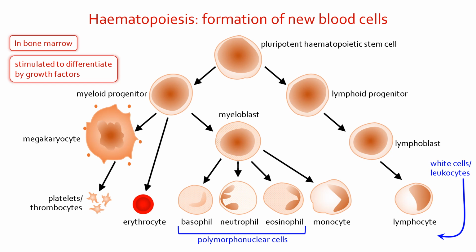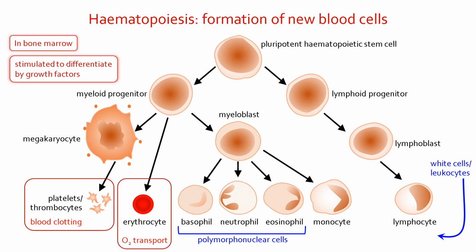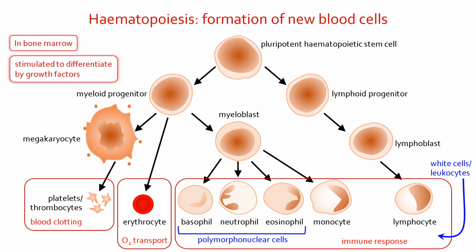The different cell types serve different functions in blood. Platelets are involved in blood clotting. Erythrocytes transport oxygen around the body, and the white cells are crucial for the body's immune response, protecting against infection, foreign invaders, and abnormal cells.